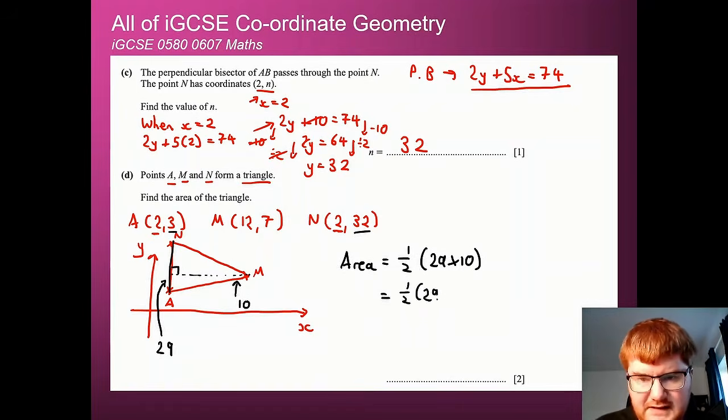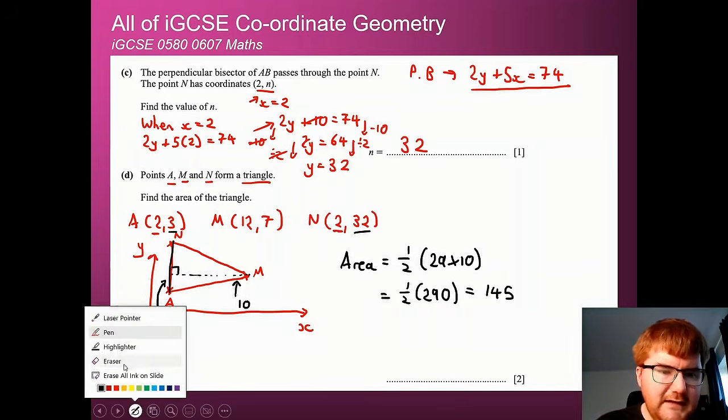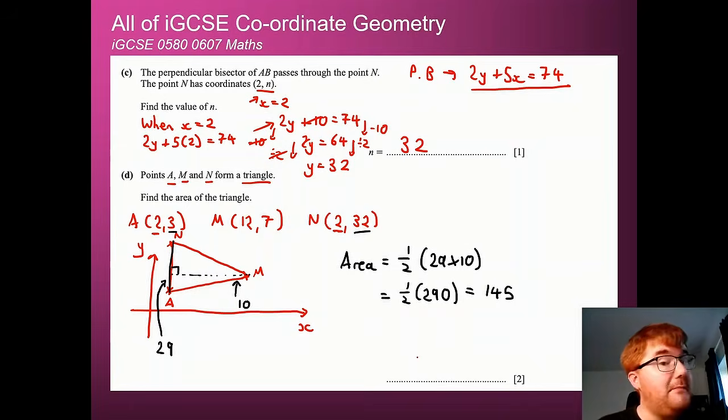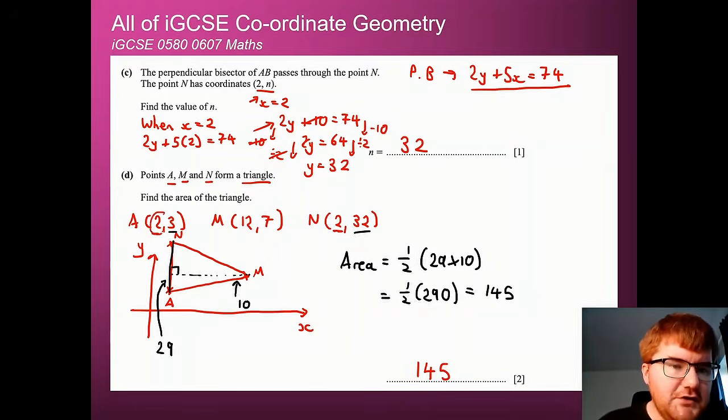We can do half of 290. Don't need a calculator though, that's going to be 145. So our final answer, again, it's all about drawing a diagram that makes sense, is going to be 145. Notice there are no units in this particular question, so you don't have to put square centimeters or square meters. Again, the diagram is really helpful here, and spotting that two of the points share the same x or even y coordinate would also work in the same way.